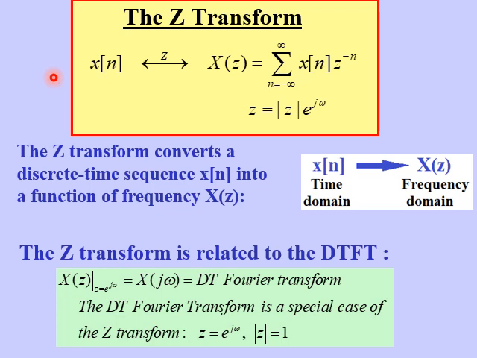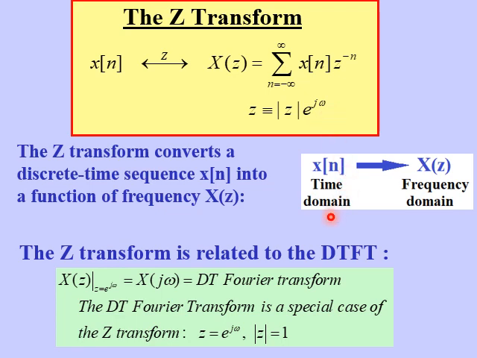Here is the Z-transform in its formal description. It basically converts a discrete time sequence x of n, over here on the left, into a function of frequency x of z on the right. And the way it does this is by doing a summation of the sequence x of n times z to the minus n. And we sum that from n equal minus infinity to positive infinity. We'll talk more about what z is later, but for now, z is a polar complex number that has both a magnitude, absolute value of z, and a phase angle represented by e to the j omega.